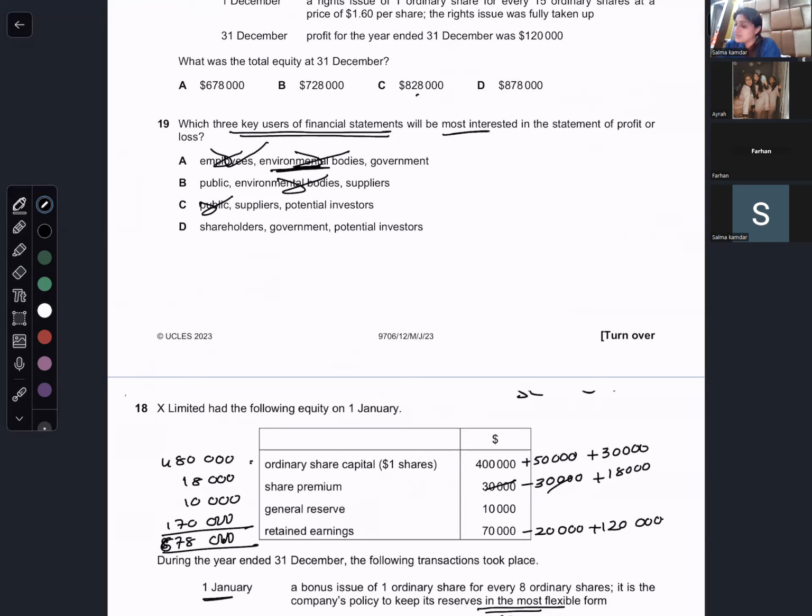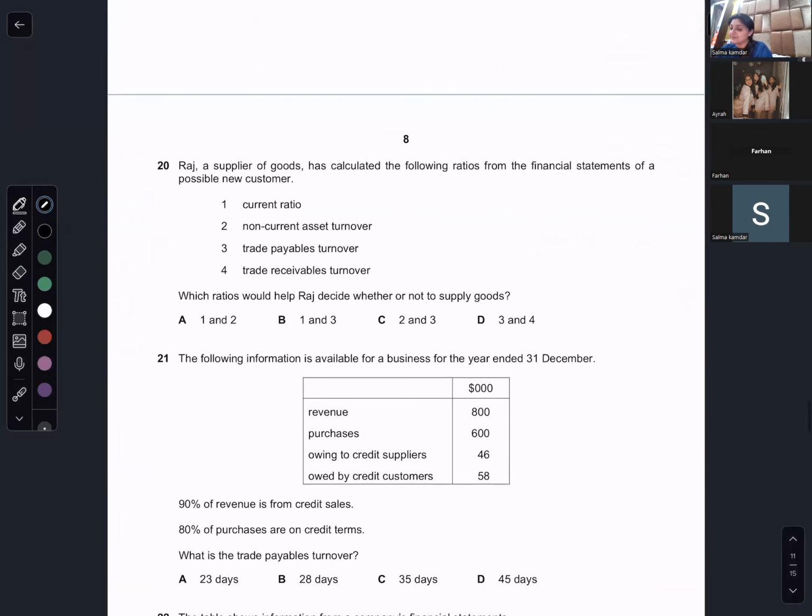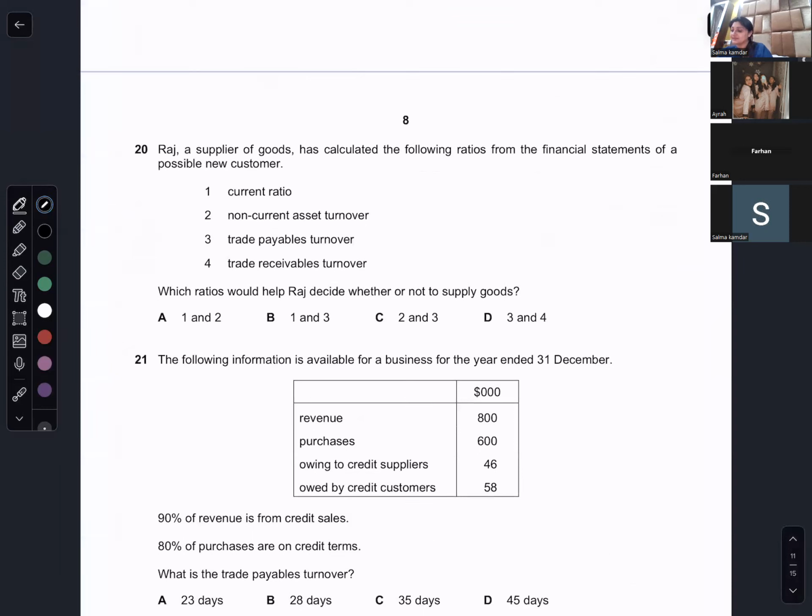Shareholders, government, and potential investors are most interested. The public can be interested because the public become potential investors, but better than the public are your shareholders, government, and the potential investors. So 19 would be option D. Proceed with the 20th.